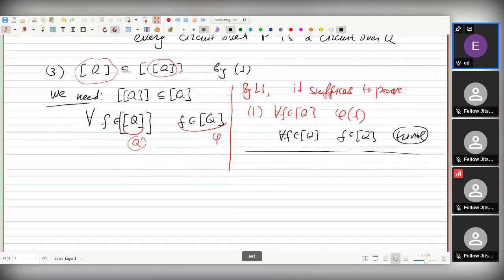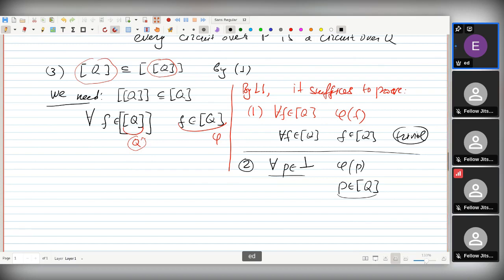The second one, about projectors. Every projector satisfies phi. That is, every projector belongs to the closure of Q, for whatever Q, of course. That means that every projector is computable over whatever basic set. Indeed, it is quite clear.